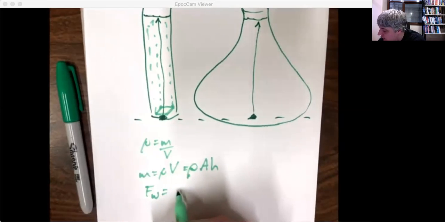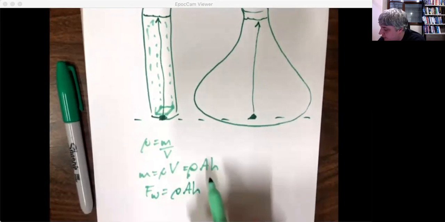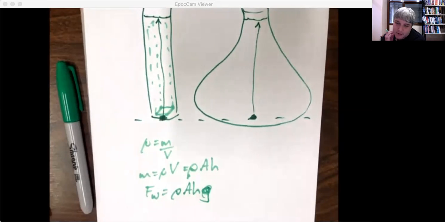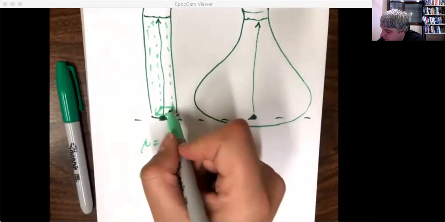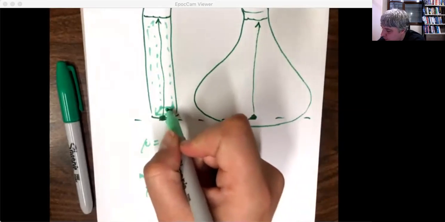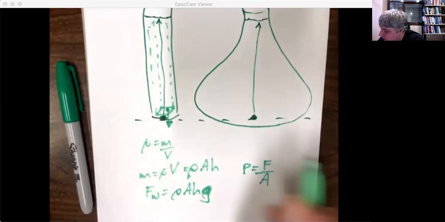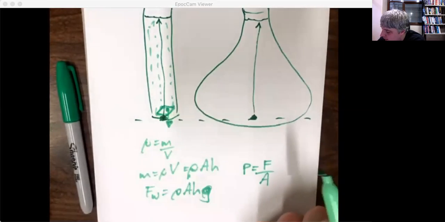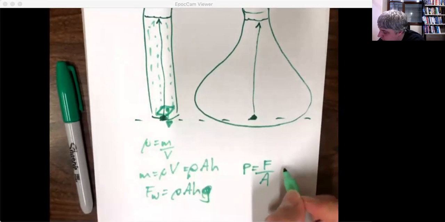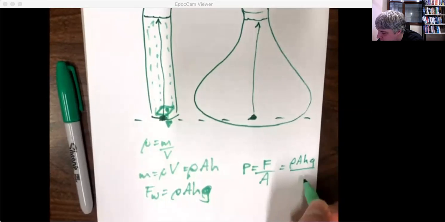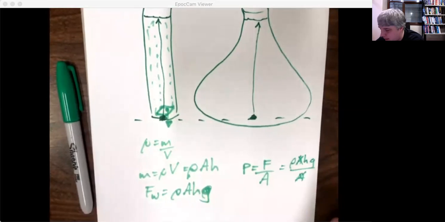The weight force then is going to be the mass, which we've just said is density times area times height, times gravity. Gravity, I did it backwards, I did a rho, times g. So that's the weight force of that big column. That's the force downwards on this square. But remember that pressure is equal to force over area. We've just said the area is A, and we've just figured out the weight force. So that means we're going to have rho A h g over A, and those A's just cancel out.